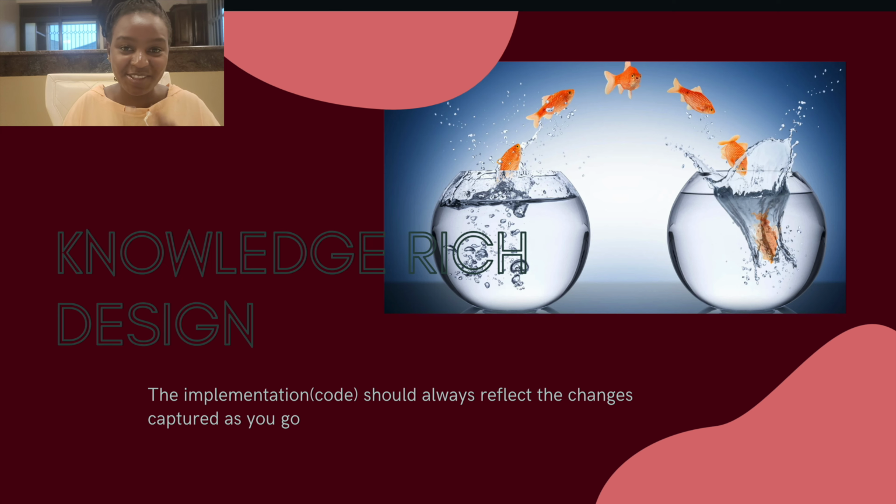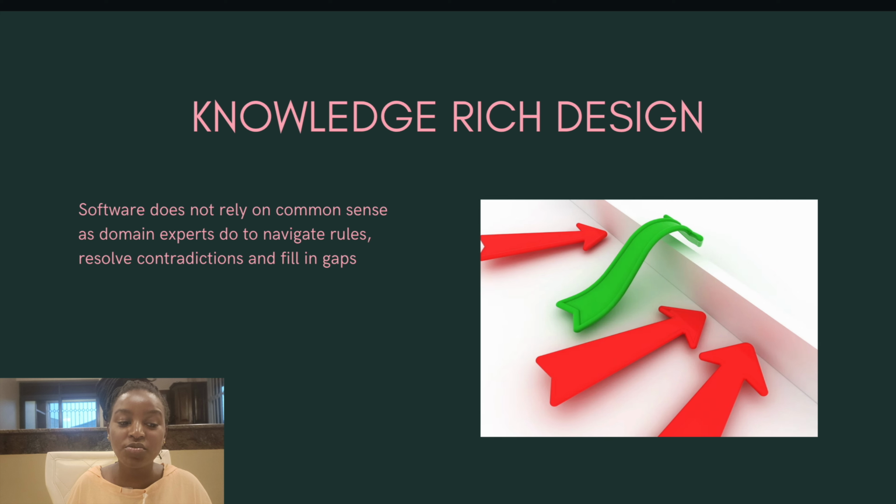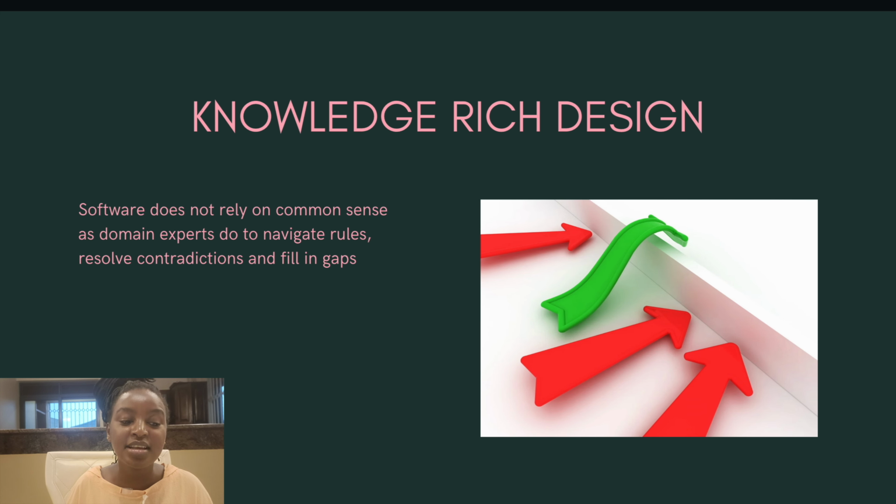The implementation, that is the code, should always reflect the changes captured as you go. I've mentioned this before. The code should always capture the changes in the ubiquitous language and stay updated on the same. Software does not rely on common sense, as domain experts do when they navigate rules, resolve contradictions, and fill in gaps. What do I mean by this?